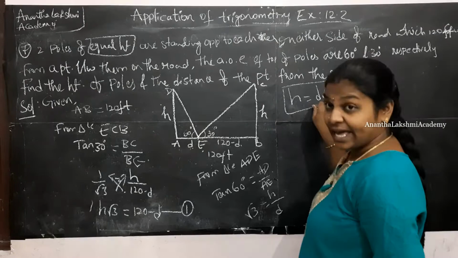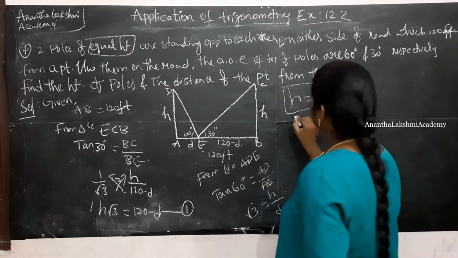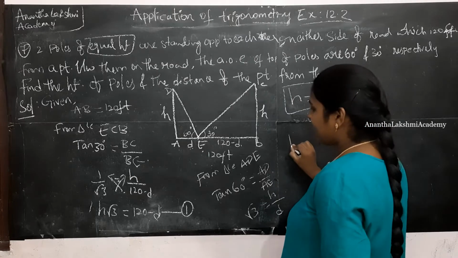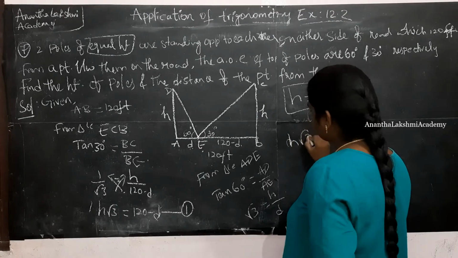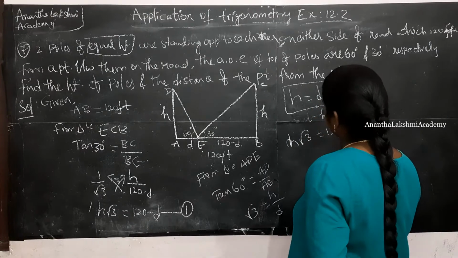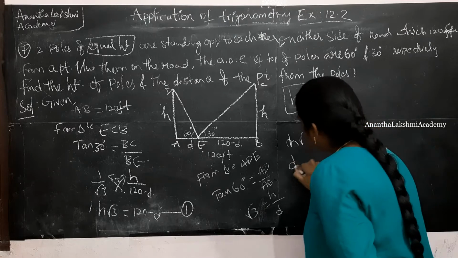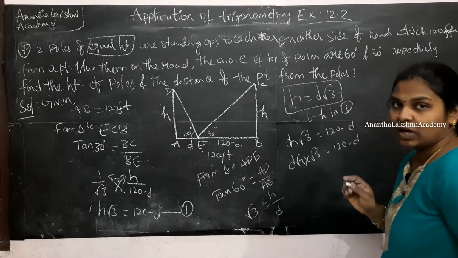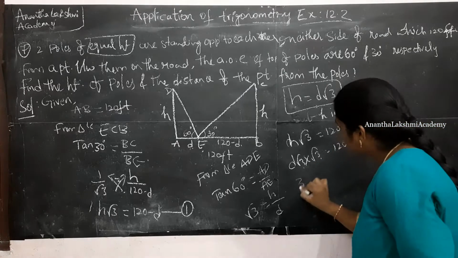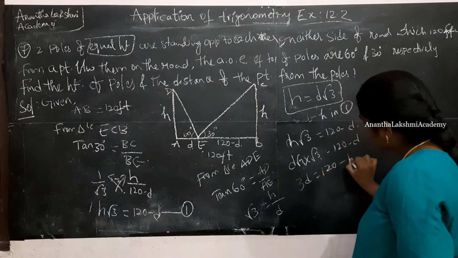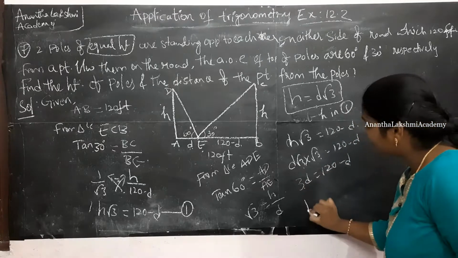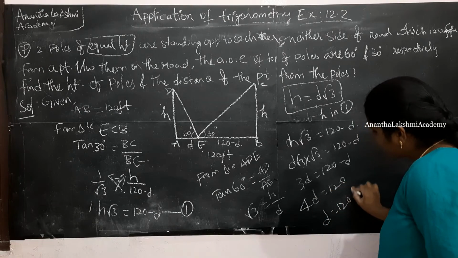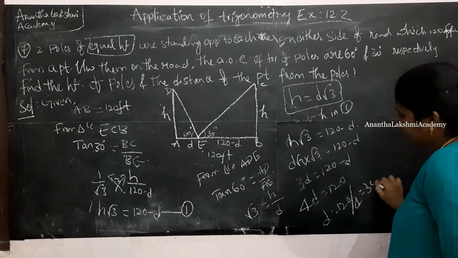Now substitute H in equation 1. Let us see, what is equation 1? H root 3 is equal to 120 minus D. H is D root 3. D root 3 multiplied by root 3 is equal to 120 minus D. Root 3 into root 3 is 3, so 3D is equal to 120 minus D. If I take this D to the other side, it becomes 4D is equal to 120. D is equal to 120 by 4, which is 30.